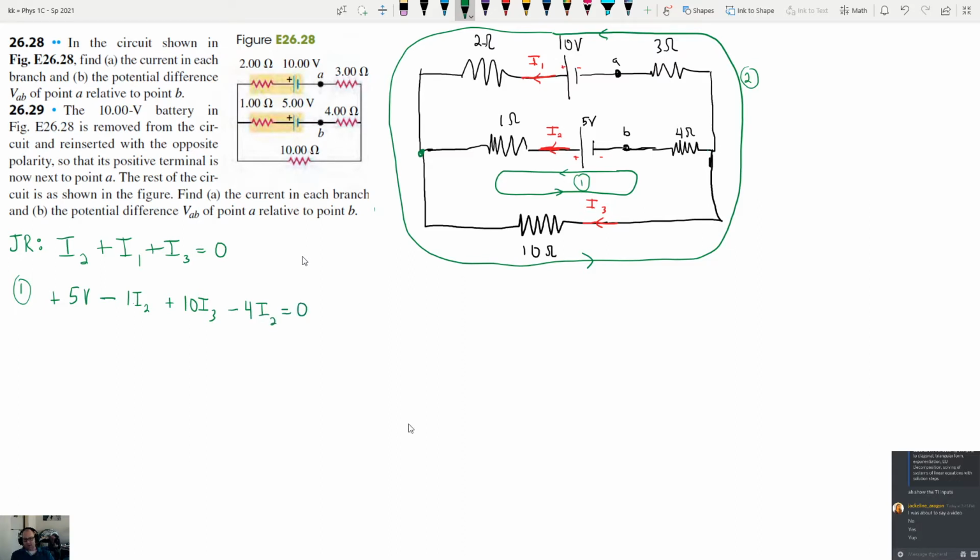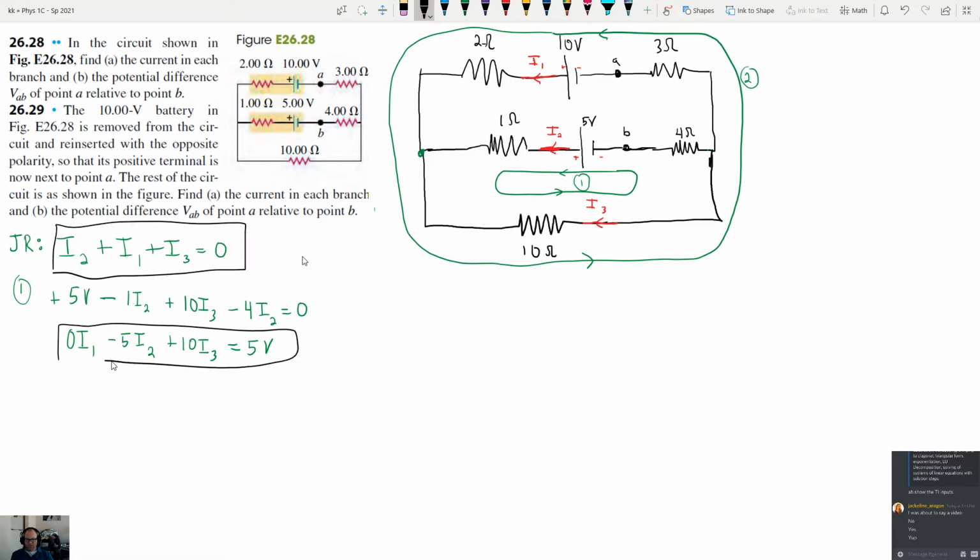And we might as well go ahead and rearrange this in the form that we want it to be. So there's no i1 terms, right? So this is going to be 0i1. I2 looks like negative 5. 10i3 is equal to 5 volts. We could even simplify this equation if we want to. We could divide through by 5, but let's not do that. Okay, so that's equation. So we've got this equation for loop 1.